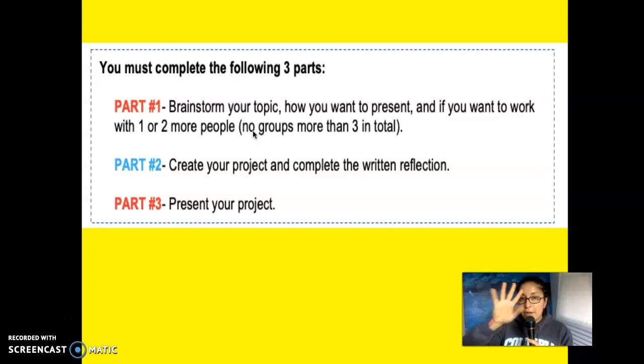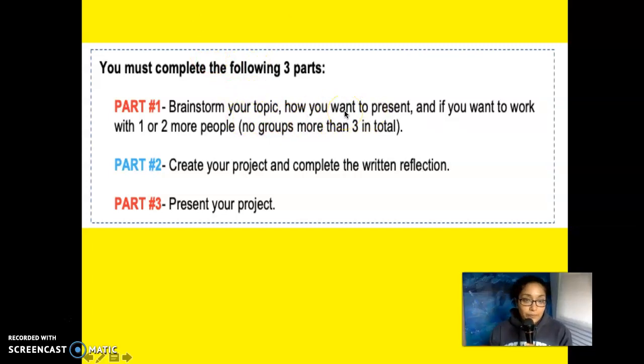Can you be in a group of 5? No, because that's more than 3. Can you be in a group of 4? No, because that's more than 3. Man, I should really be a math teacher. It's just so easy. Can you be in a group of 2? Yes. Can you do this by yourself? Yes.